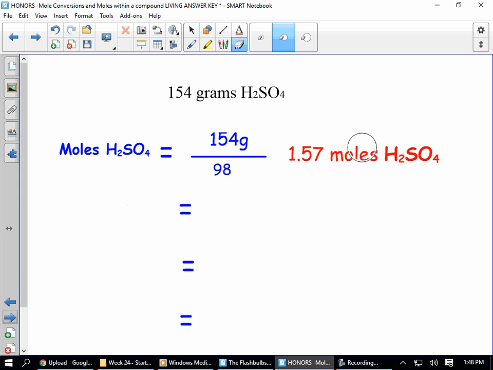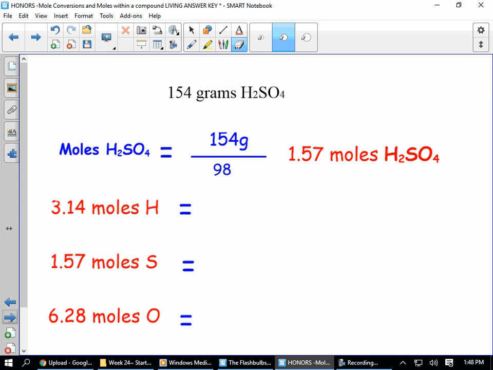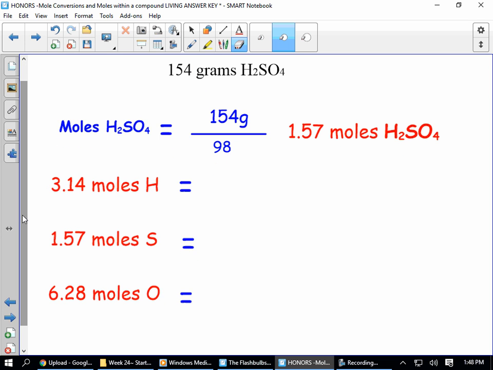I'm going to multiply this times 2 to give me my hydrogens. I'm going to multiply this by 1 to get my sulfurs. And I'm going to multiply this by 4 to get me my oxygens. Now all I have to do is tell you how many grams each of these have. Moles equal mass over the formula weight; for 1 hydrogen it is 1, so clearly that's nice and easy. You're going to get 3.14 grams of hydrogen out of that.